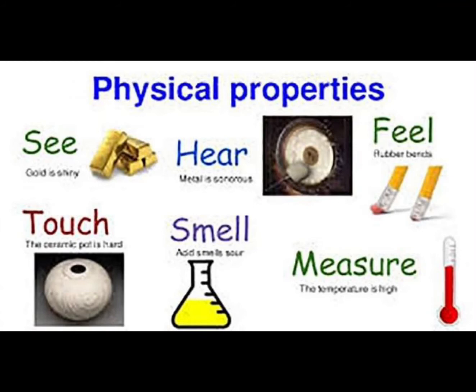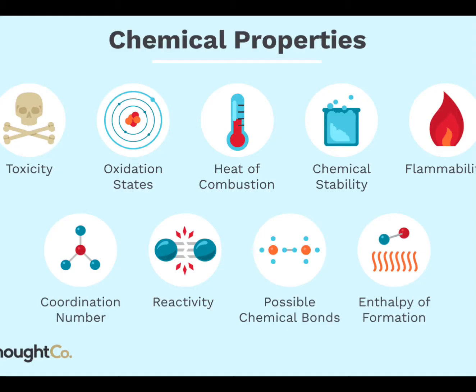What about chemical and physical properties? What's the difference with those? Well, a physical property is something that you can measure, like texture, odor, boiling point, etc. But a chemical property is the change of one matter into another. For example, flammability, toxicity, and acidity.